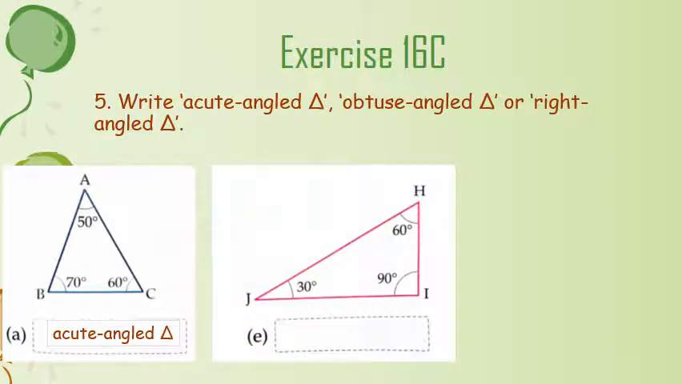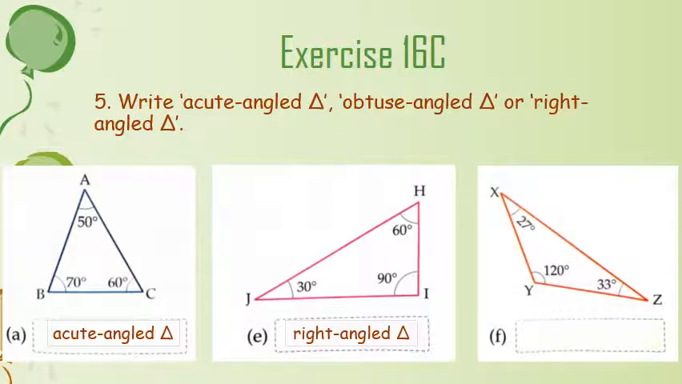Now let's come to the E part. In this triangle, children, you can see that one angle is equal to 90 degree and the other two angles are 30 degree and 60 degree. That is, other two angles are acute angle. So since one angle is equal to 90 degree, so this is a right angle triangle.